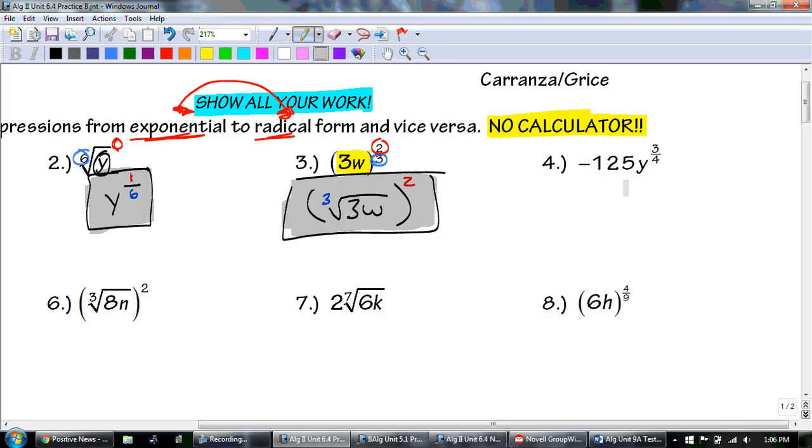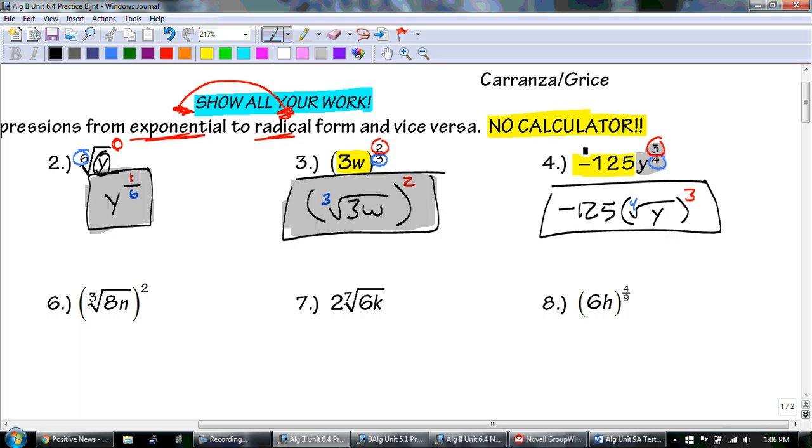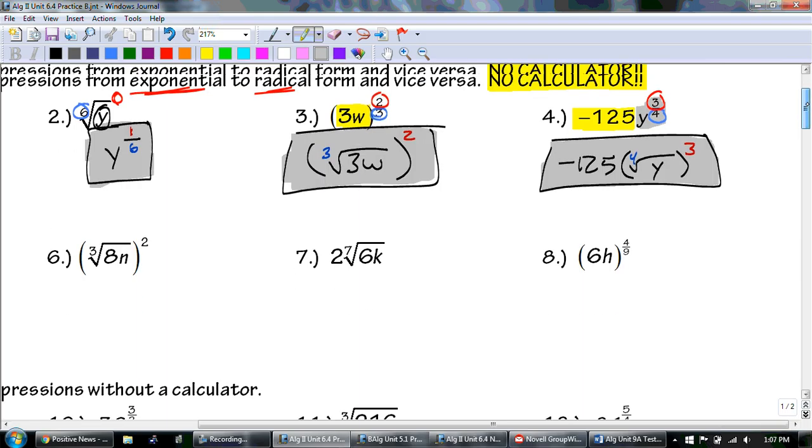Okay, so for number 4, we just have to pay attention because we have two separate things going on here. We have the negative 125, which is going to stay out front, but then this y to the 3/4, this is going to go in parentheses. The y is going to go underneath to the 4th root, and then to the 3rd power. The negative 125 does not have an exponent, and it's not a radical, so we just leave it as it is. Okay.